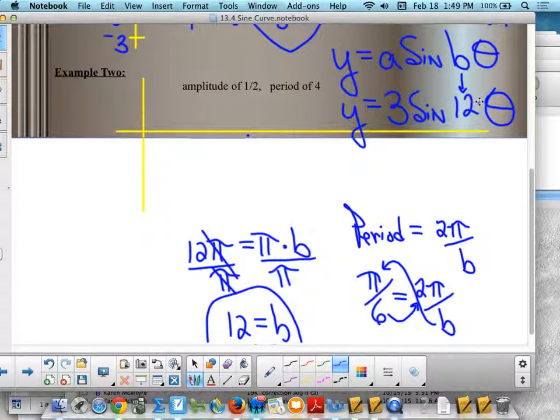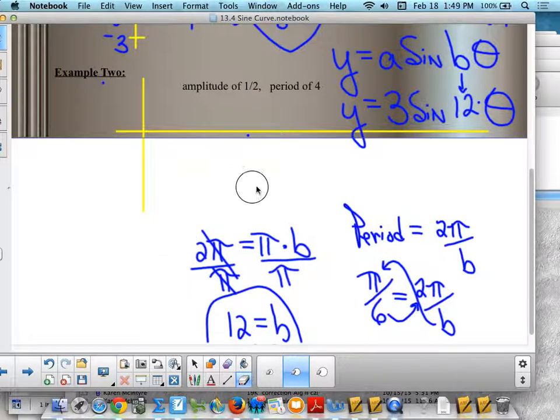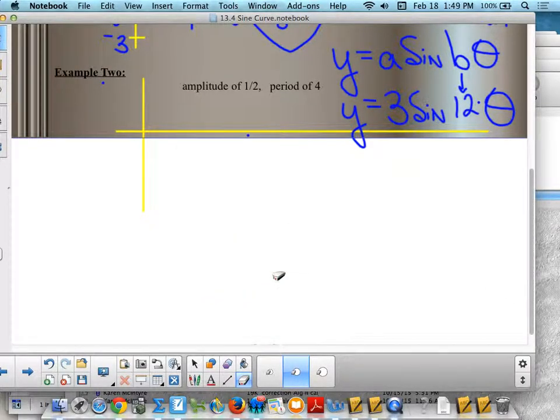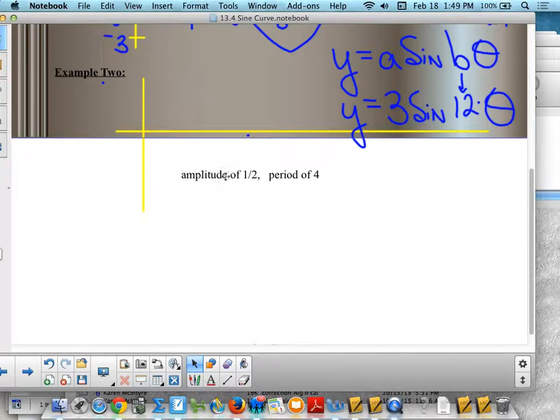This is the next one, example 2. You don't have a graph for that one. How are you supposed to do that? This one's super easy. I think so.